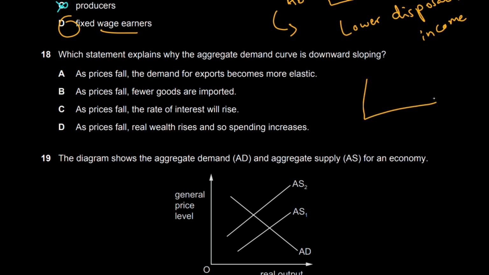Question number 18 states which statement explains why the aggregate demand curve is downward sloping. If you look at our graphs, our aggregate demand curve is always downward sloping, while our supply curve is upward sloping. A states as prices fall, the demand for exports becomes more elastic. I first have to mention a few points. Whenever we are talking about our demand curve or our supply curve, we need to know two things.